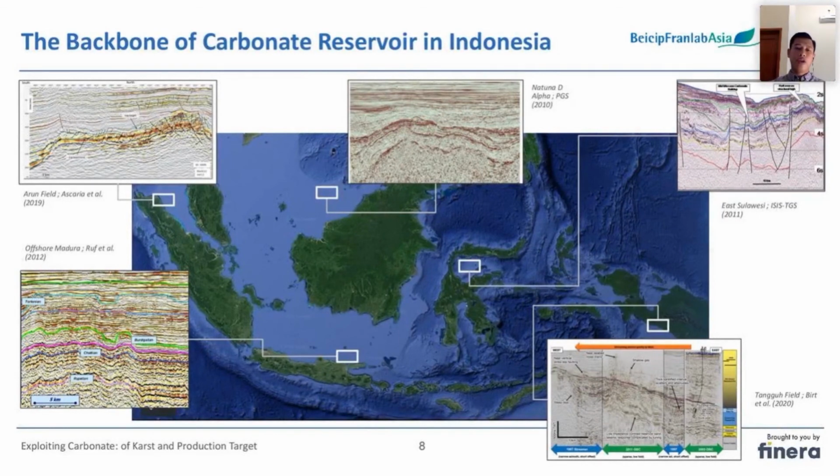So how could we then relate the success story in Malaysian waters to the Indonesian setting? We know that many giant carbonate fields in Indonesia, such as Arun, Natuna D-Alpha, Tangguh, and offshore Madura, as well as in Sulawesi, show quite similar evidence of non-matrix porosity, which is possibly also related to karstified features in geological data sets. We believe that our success story in Central Luconia could be a valuable lesson for identification of karstified reservoirs that can also be applied to other fields in Indonesia.